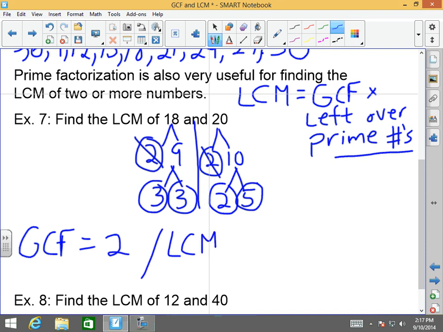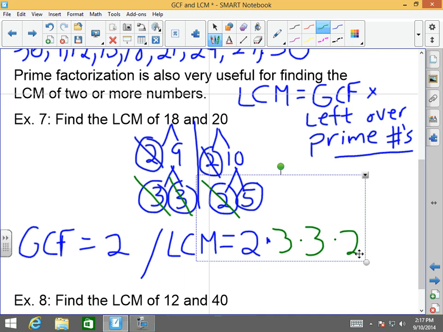So what's my LCM? Very easy. It's the GCF, which is 2, times the leftover primes, which would be a 3, another 3, a 2, and a 5. And now you just multiply them. 2 times 5 is 10. 10 times 3 is 30. 30 times 3 is 90. 90 times 2 is 180. And that, my brothers, is how you find the LCM.